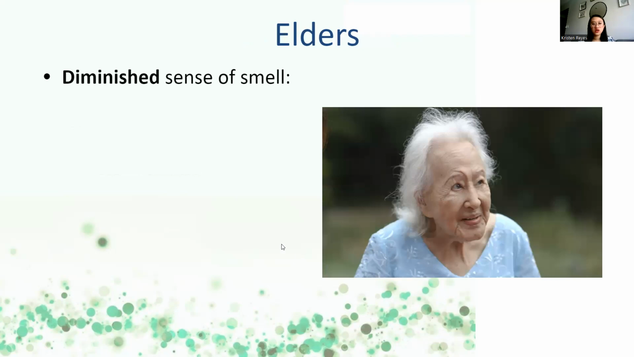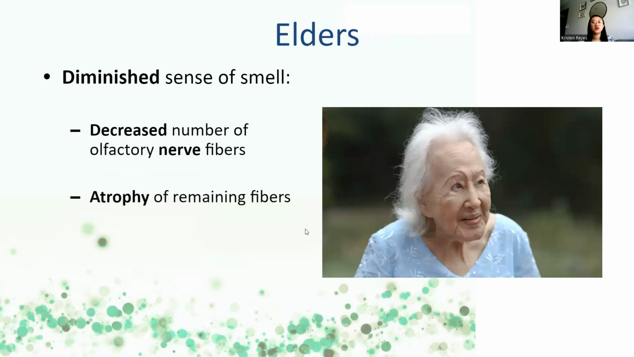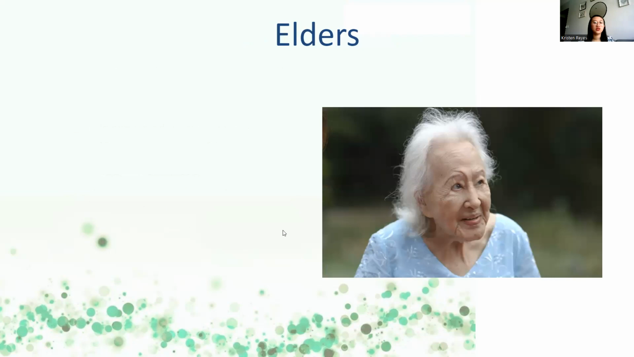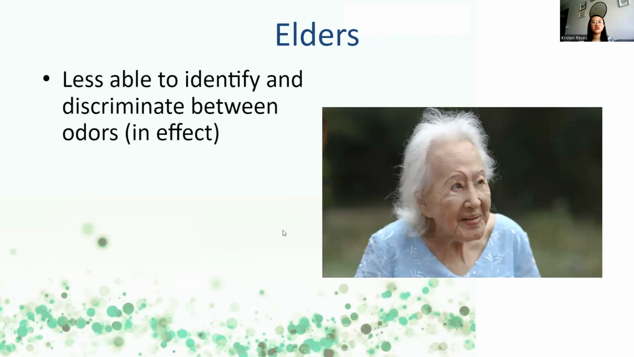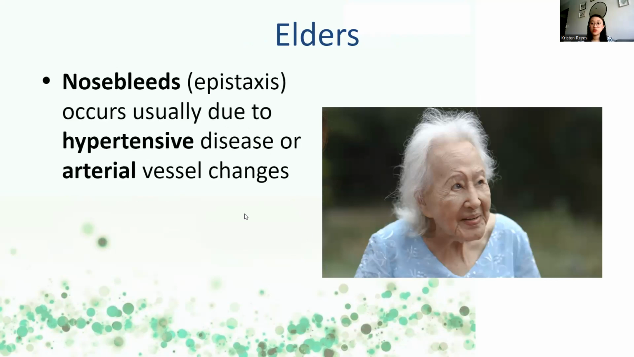For elderly, there is diminished sense of smell due to decreased number of olfactory nerve fibers, and also atrophy of the remaining fibers. They are less able to identify or discriminate between odors. Therefore, they have hyposmia, which is lower sense of smell or diminished sense of smell, in contrast with anosmia, which is loss of smell. Okay, hyposmia is diminished sense of smell. They also have nosebleeds that occur usually due to hypertension.